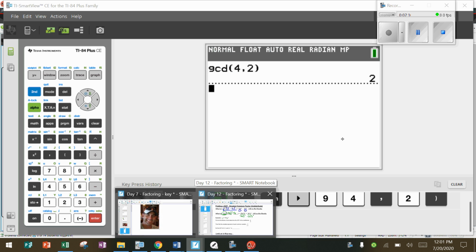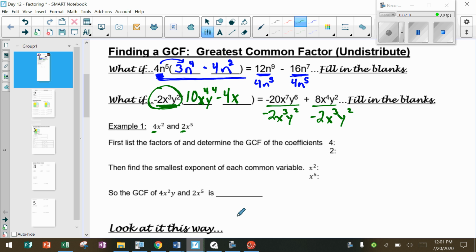So if you don't have calculators, then the long way to do this is to look at all the different factors of 4. So there's 4 times 1 and 2 times 2. And the numbers that multiply to get 2 would be 2 times 1. So you look at the two lists, and what's the largest number between those two lists? And that's 2. Calculator did it for us, though.